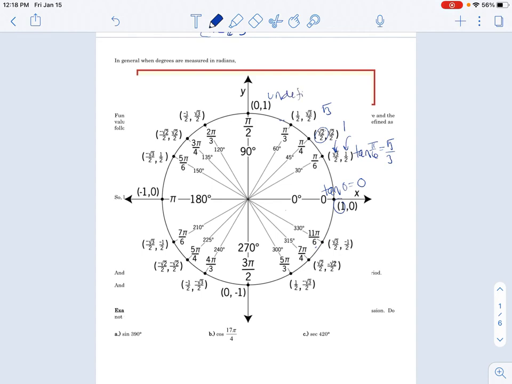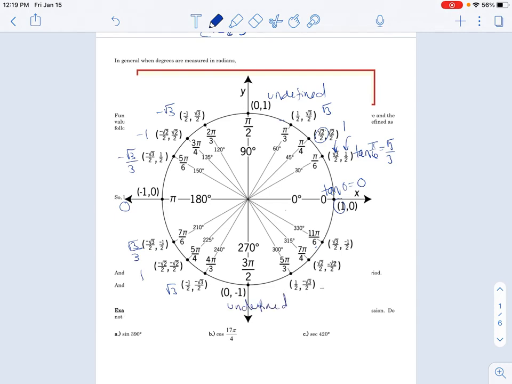Then I get undefined because 1 divided by 0 doesn't work. Again, I'm just going to go through these quickly to save us some time. I get negative root 3 here. I get -1. I get negative root 3 over 3. So I haven't repeated yet, right? Here I get 0. And then I start doing it all over again. Now I'm going to get positive, because it's a negative divided by a negative, root 3 over 3, positive 1, positive root 3. Oh, I get undefined again.